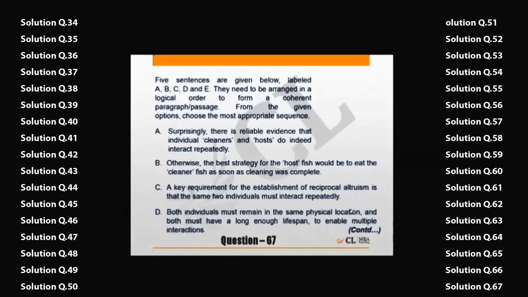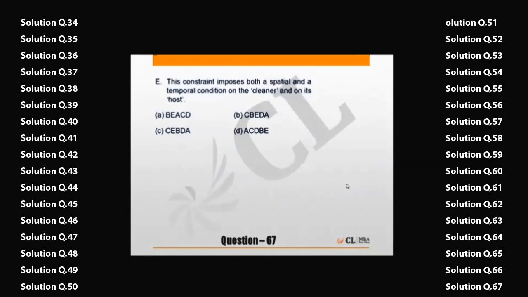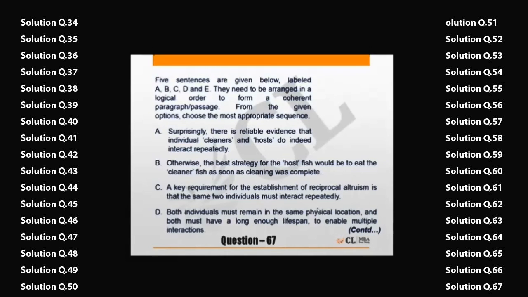Let's move on. The next question, which is question number 67. Question number 67 was again a parajumble question. It had 4 options and you had to choose which of the options is the correct sequence of the 5 given sentences. Now the correct option here is option B. Now let me explain this to you.